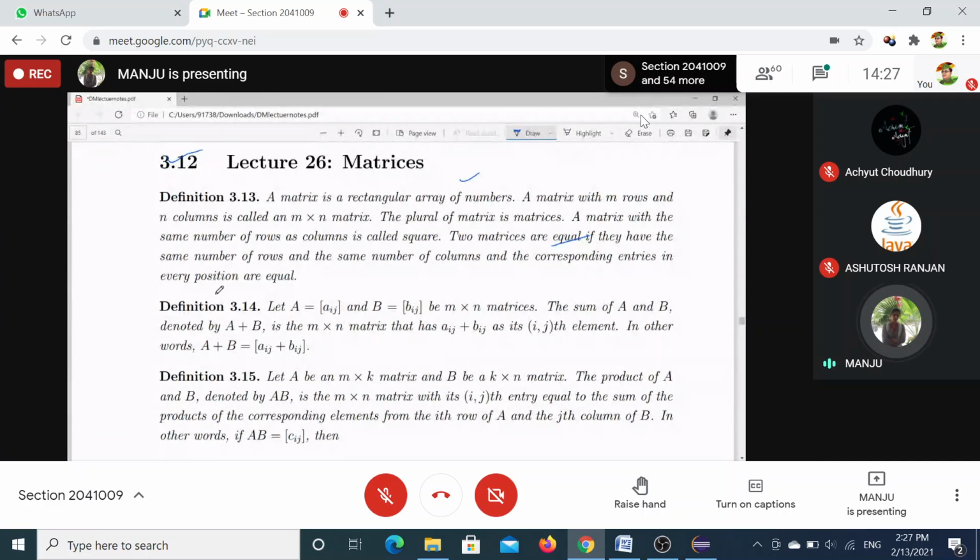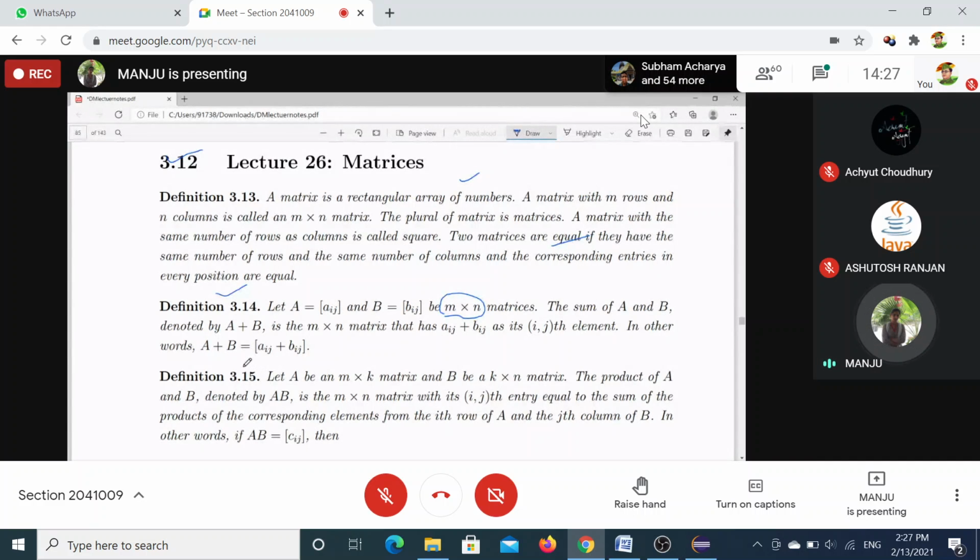Then we discuss sum. For sum to be compatible with addition, the order should be the same, right? Subtraction and addition are both done the same way. A plus B will be Aij, that is, the ij entries of both matrices summed. Subtraction will be the subtraction of these entries.